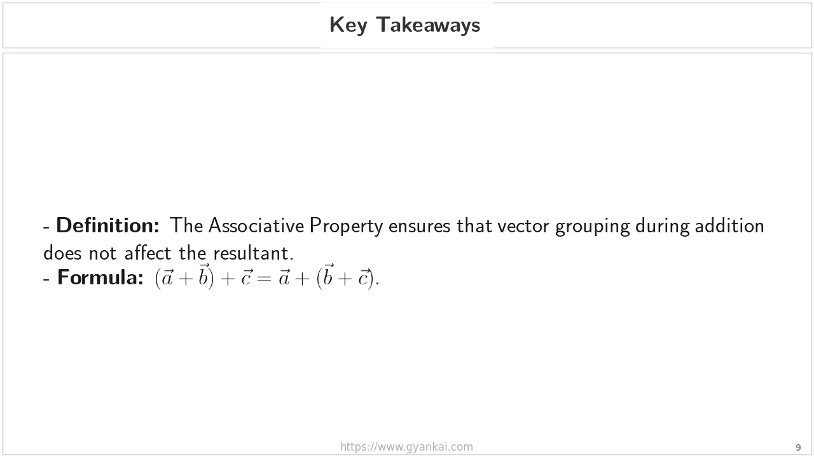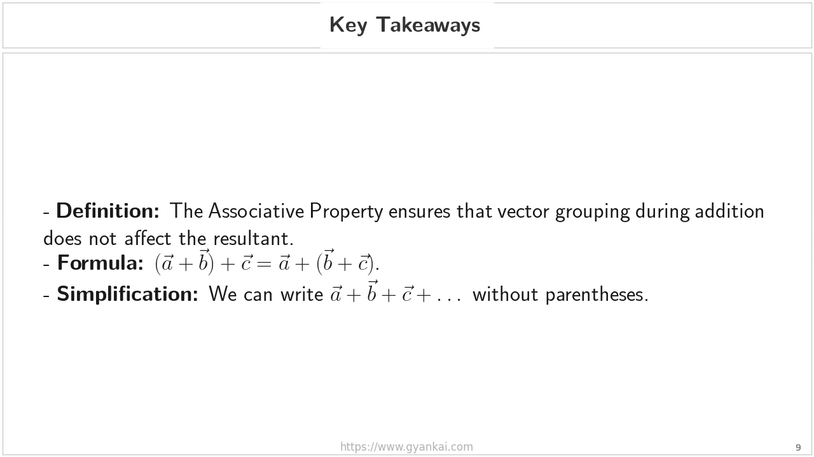To put this into a mathematical formula, we express it as vector A plus vector B, all enclosed in parentheses, plus vector C, is equal to vector A plus vector B plus vector C, all enclosed in parentheses. Because of this property, we gain a huge advantage in simplification. When we are dealing with a long chain of vectors, we don't need to worry about complex nesting or parentheses. We can simply write it as vector A plus vector B plus vector C, and so on, and just continue adding them one by one.